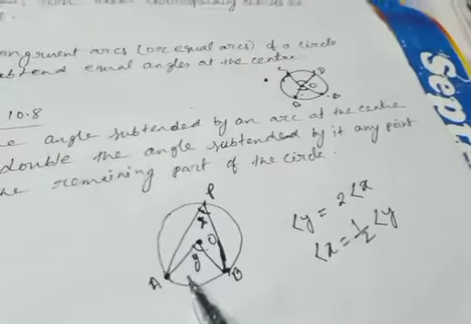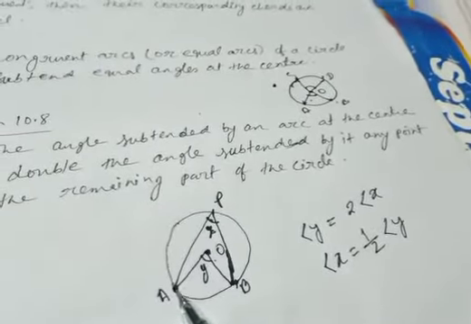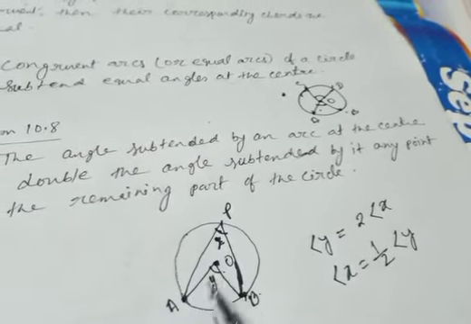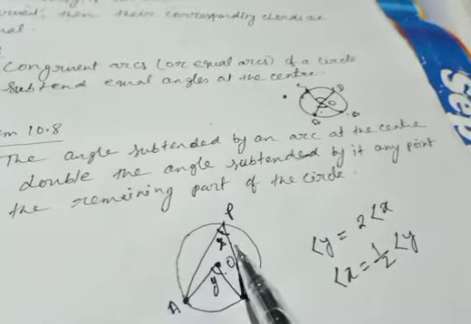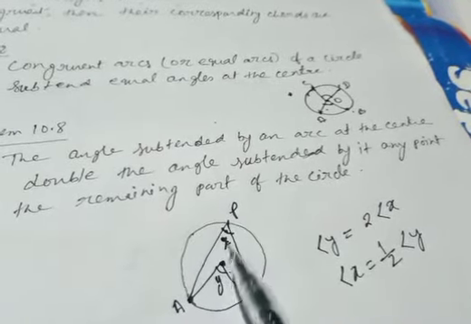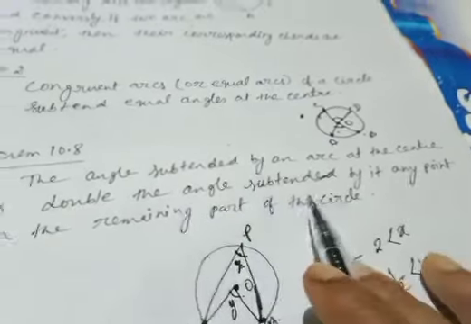But in this case, you can see there's an angle subtended by this arc AB at the center. Again, by this arc, if you get an angle on any part of the circle, then this angle will be the double of this angle. I hope all of you understood.